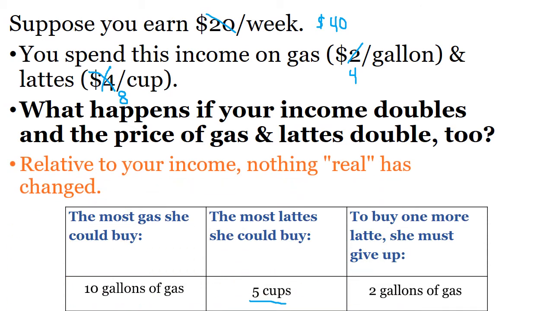No. Relative to your income, nothing real has changed. So everything might look like it costs twice as much, but you get paid twice as much too. So nothing has happened to your real wage. The value, the purchasing power of your real wage is exactly the same because all prices doubled. Remember, only relative price changes matter. If everything changes, there's going to be no real effect on your purchasing power.